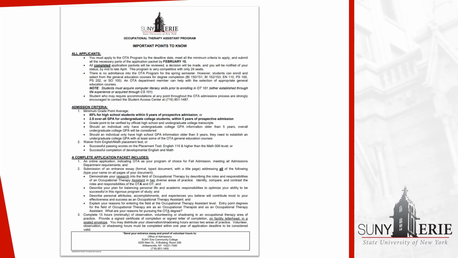Important bits of information to highlight from this page. I'm going to head on down to admission criteria. If you're a high school student, you need to have an 80% minimum grade point average within 5 years of prospective admission. If you are a college student, you need to have a 2.8 overall GPA for undergraduate college students. We look at your undergraduate records within 5 years of prospective admission.